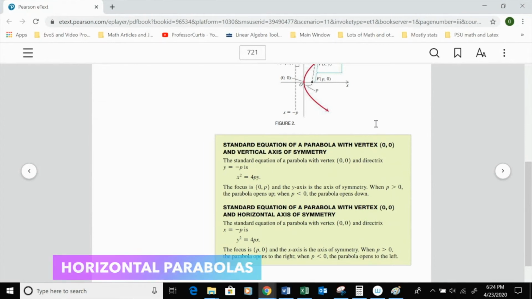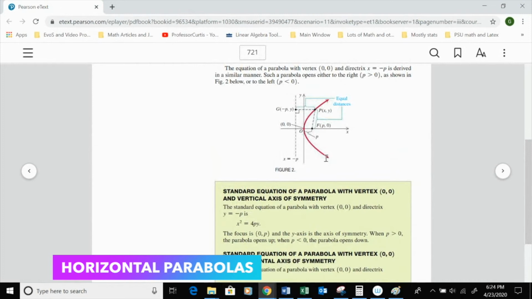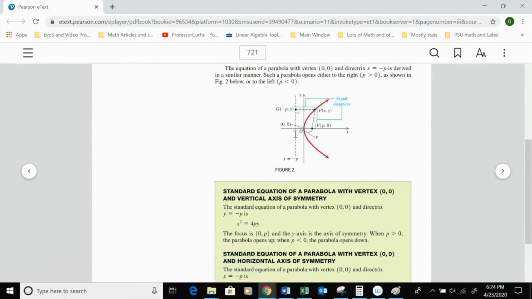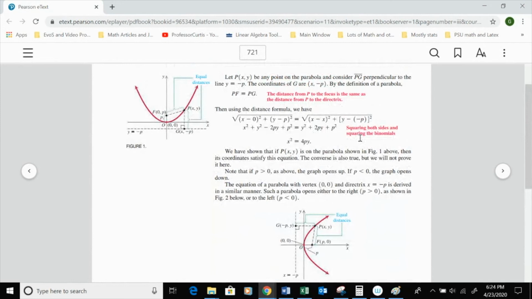Well, here's the neat thing. If you look at this graph, it has a point P and a line, which is a directrix, and you're thinking, wait, something's wrong here. This isn't a function because it fails the vertical line test. Exactly. It's not a function. If you caught that, you're doing good.